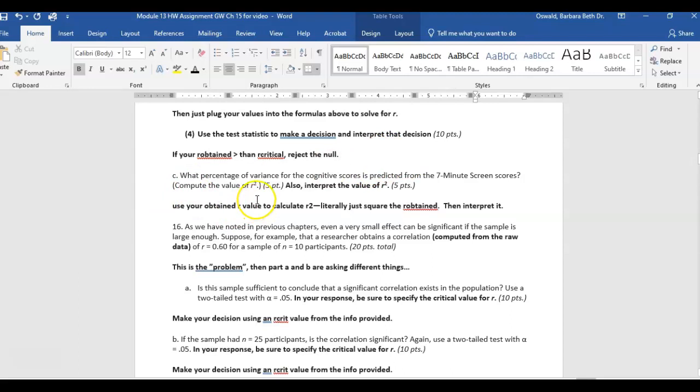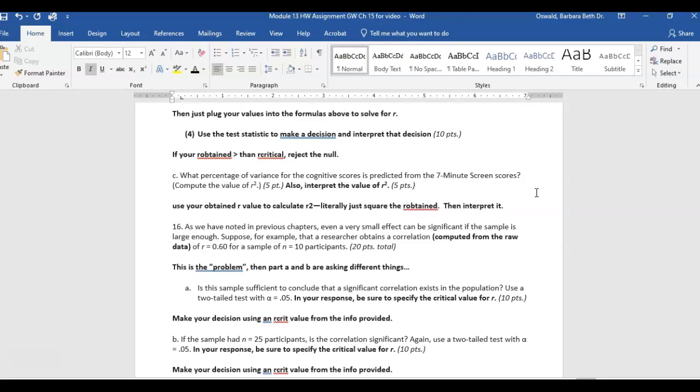All right, the last portion of this question is asking us to answer what percentage of variance for the cognitive scores is predicted from the 7-minute screen scores. So if this hasn't been clear to you yet, this is what the R-square effect size measure is telling us. So this question is literally telling you to compute the value of R-squared.